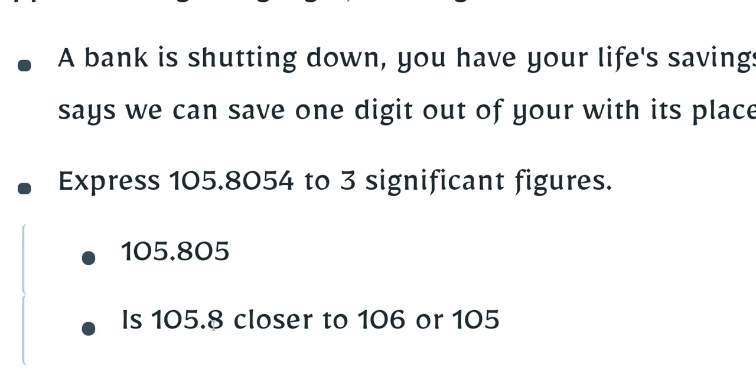So we'd say, using rounding decimals, if the 8 is above 5, round it to 106. If it's below, keep it at 105. Because 105.8 is higher above the 5 range, so it makes it a higher value, which is 106.